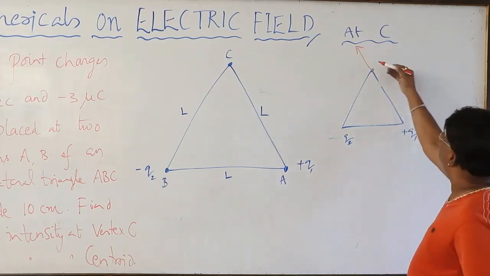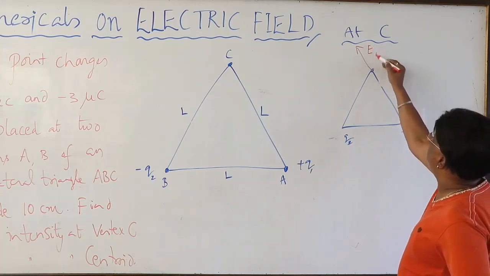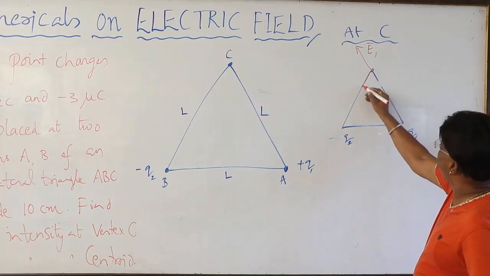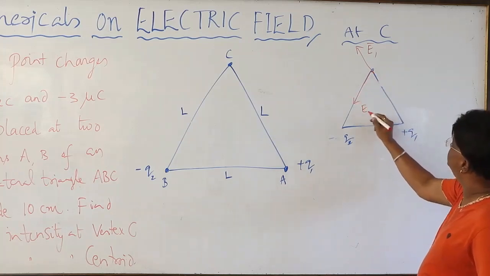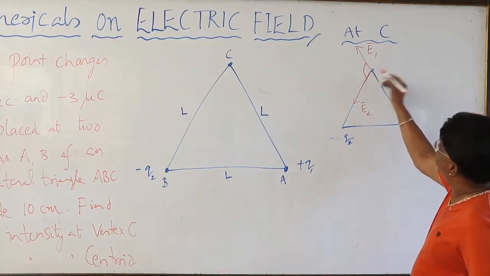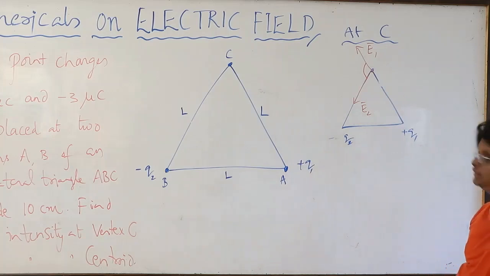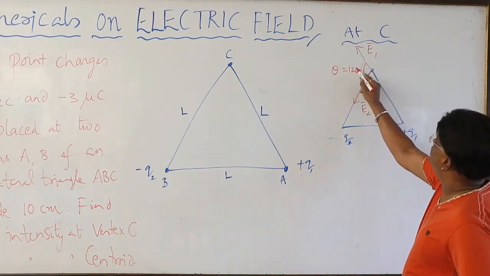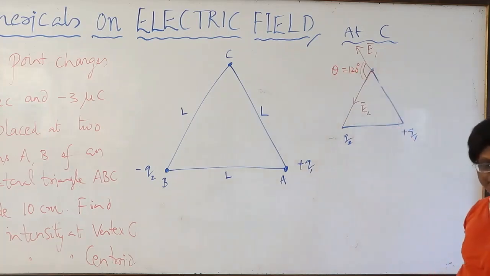Plus Q1, the intensity is away. This is E1 bar, and for a negative charge it is always towards. So this is E2 bar, and this is the angle between the two vectors, which becomes theta, equal to 120 degrees.